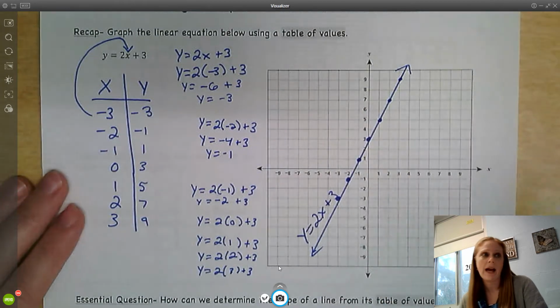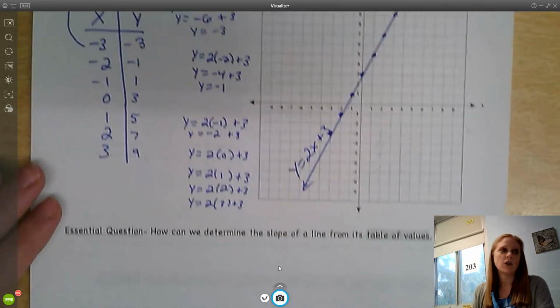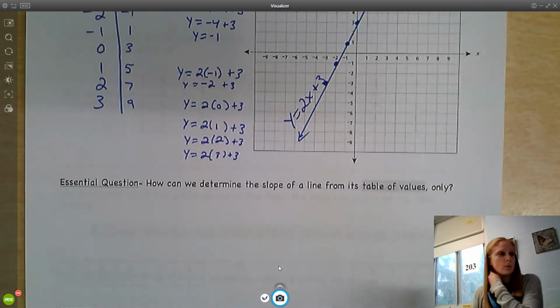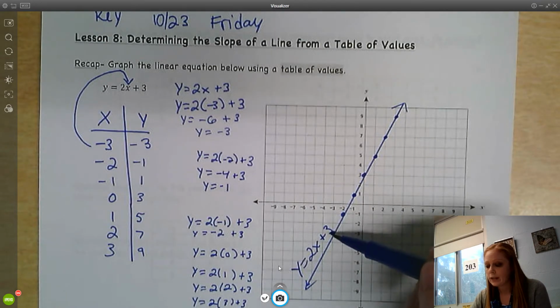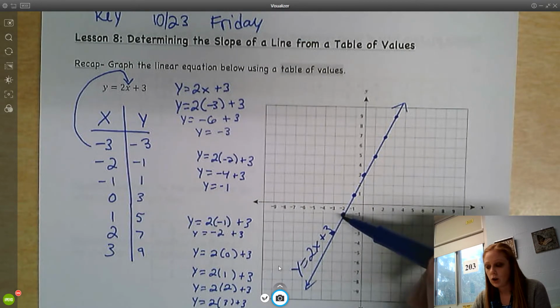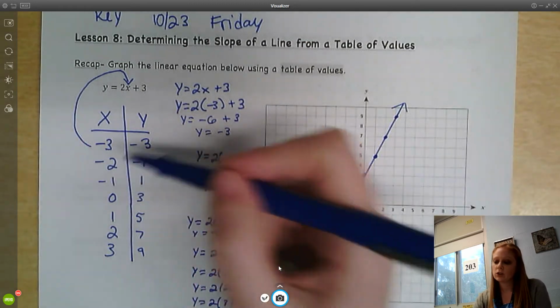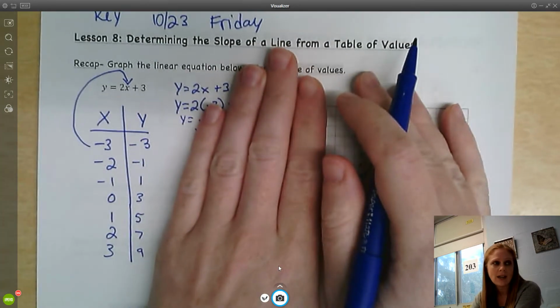Okay, so that was a recap. That was review. Now let's move on to our essential question. How can we determine the slope of a line from its table of values only? All right, so we learned already how to find the slope by looking at a graph, right? We did rise over run. How would you figure out the slope if you didn't have any of this and you just had that table over here?